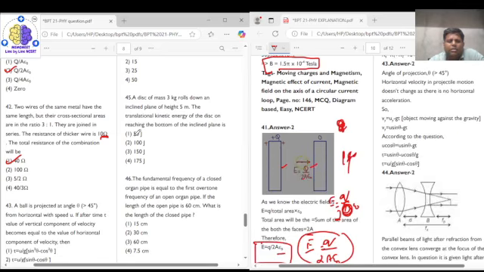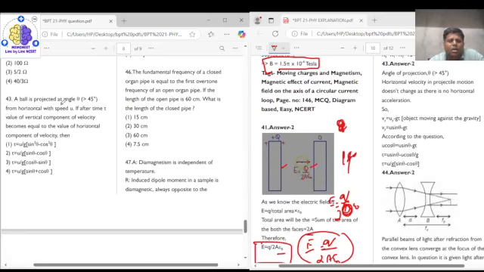Coming to question number 43, a ball is projected at an angle theta, which is greater than 45 degrees from the horizontal, at a speed u. If after time t the value of the vertical component of the velocity becomes equal to the value of the horizontal component of the velocity, then so the vertical component of velocity is becoming equal to the horizontal velocity.